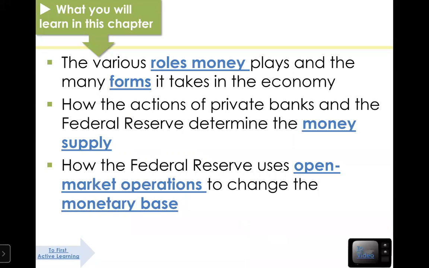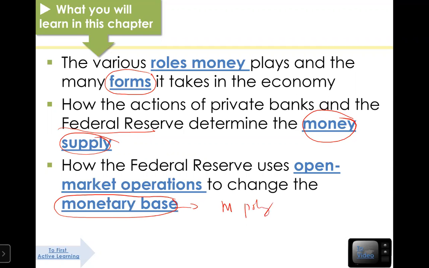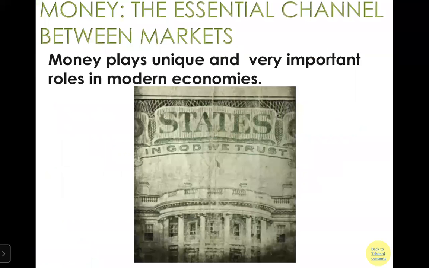So this is the roadmap of this chapter. First, we are going to look at money, right? And then the forms money may take in the economy. And then we are going to look at how the Federal Reserve determines the money supply. And lastly, we're going to look at how the Federal Reserve uses open market operations to change the monetary base. That is how they conduct their monetary policy. Okay, so this is the roadmap of this chapter.